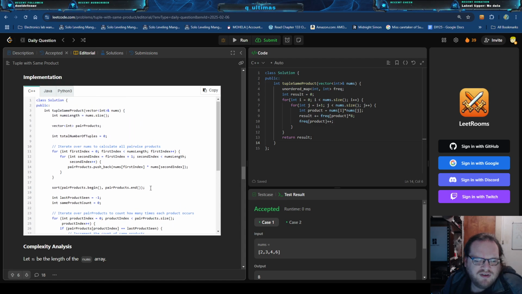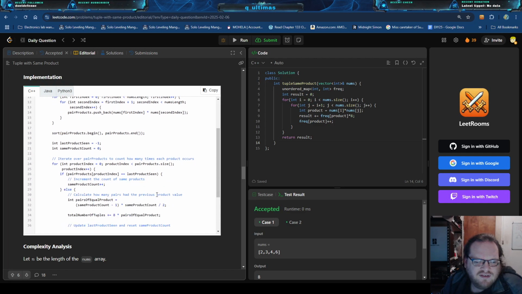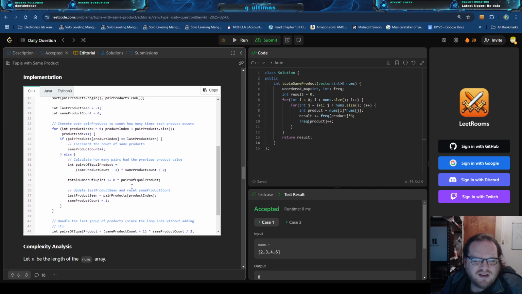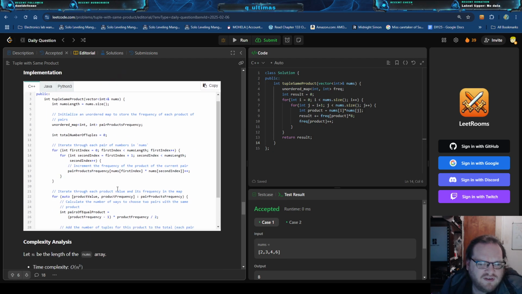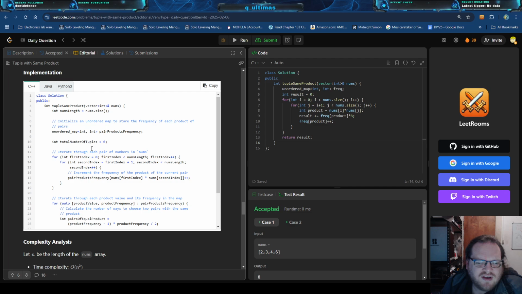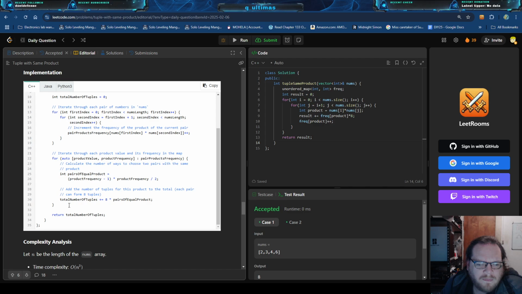See, if they're sorting here again, you don't need to sort. This gives you all the unique indices. Oh, this is a little like how the first way I wanted to do it, though. Product frequency hash map. Okay, size, frequency. Okay, they took the product, added up to the counter. Pairs of equal product: product minus 1 times product divided by 2. Calculate the number of ways two pairs with the same product.